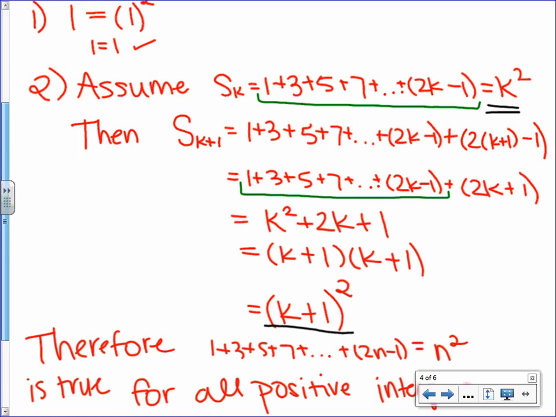So here I'm looking at the sum of the k plus 1 terms. So we added our first k terms, and then this right here is our next term, our k plus 1 term. So I put k plus 1 into our sequence.